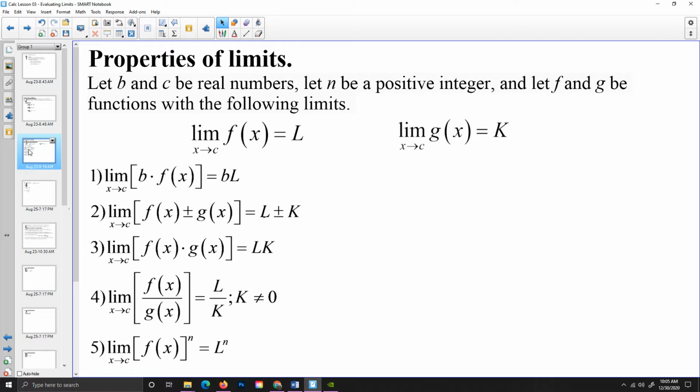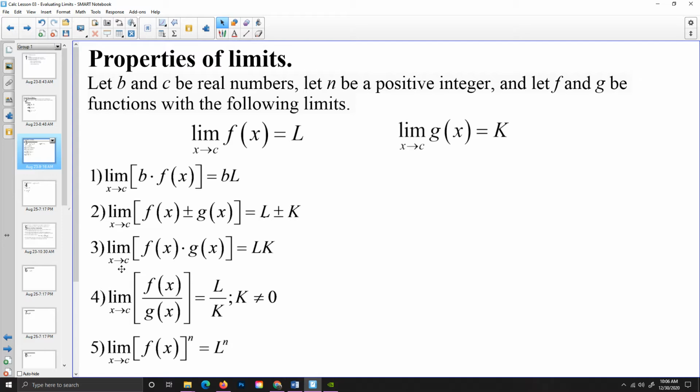Additionally, we have some other properties of limits. If b and c are real numbers and n is a positive integer, let f and g be functions with the following limits. The limit of f of x as x goes to c is capital L, and the limit of g of x as x goes to c is k. The limit as x goes to c of b times some function is b times that limit. The limit of the sum or the difference of two functions is the sum or the difference of the two limits.